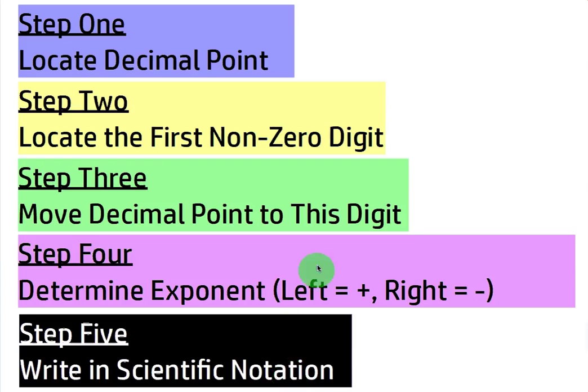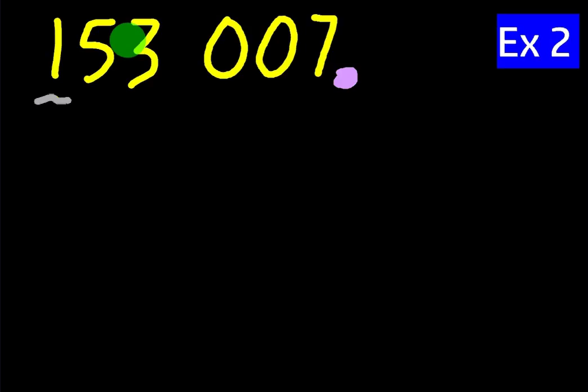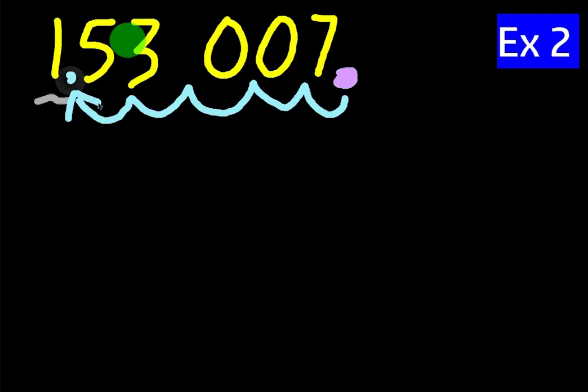Next we're going to move the decimal point to this digit, just like we did before. Again, we're going to move it just to the right of our first non-zero digit. So let's draw some arrows here. Here's our decimal point. We're going to go 1, 2, 3, 4, 5 to the left. I'll even write that, 5 left, in order to move our decimal point to the right of our first non-zero digit.